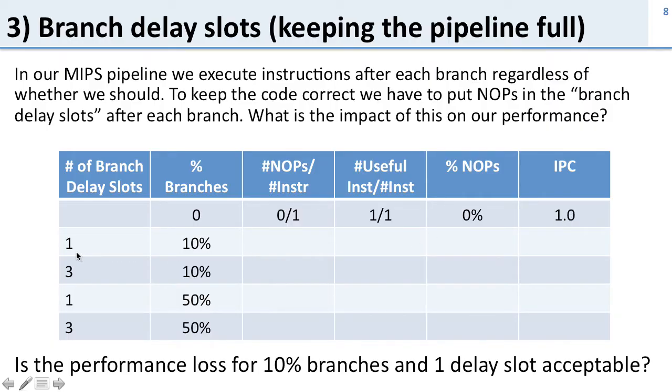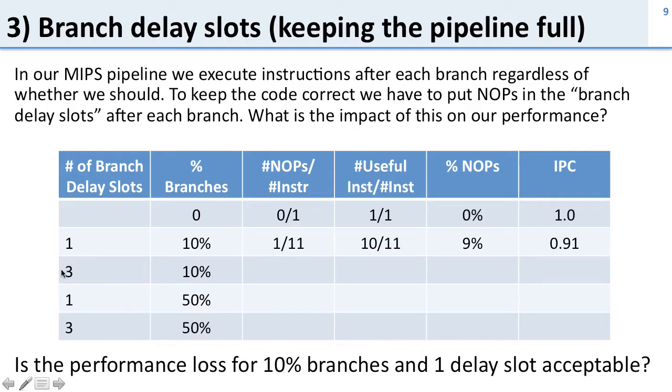So let's take a look at this first row here, where we have one branch delay slot and 10% branches. So in this case, every 10th instruction, we're going to have a branch. That means every 10th instruction, we're going to have an additional delay slot. So how many no-ops do we have? Well, we have one no-op for every 11 instructions. So that means 10 out of every 11 instructions are useful. So 9% no-ops, or IPC goes down by 9% to 0.91.